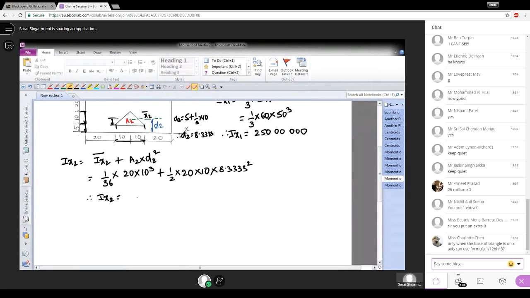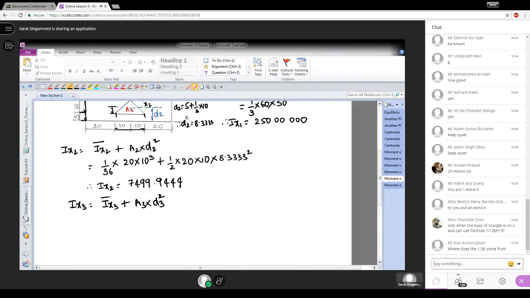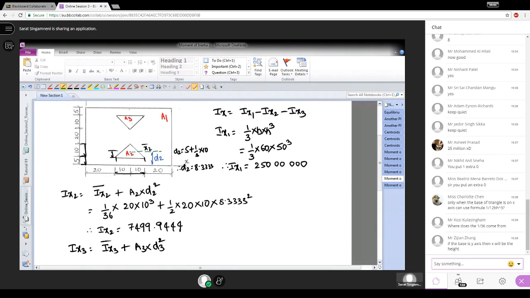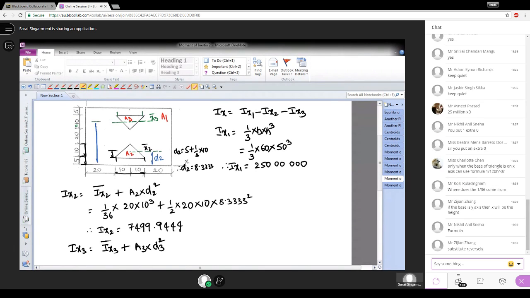Ix2 is equal to 7499.9444 meter to the power 4, whatever it is. Let's not put the units here. Then Ix3 is Ix3 bar plus A3 times the parallel distance 3 squared. Now Ix3 bar is the moment of inertia of the small triangle about its centroidal axis. For that, the base length is 20, the height is this 10, we know that. And then this is the parallel distance, d3.